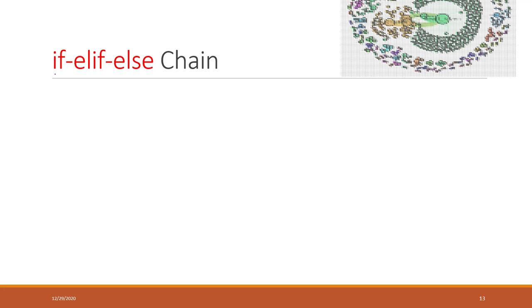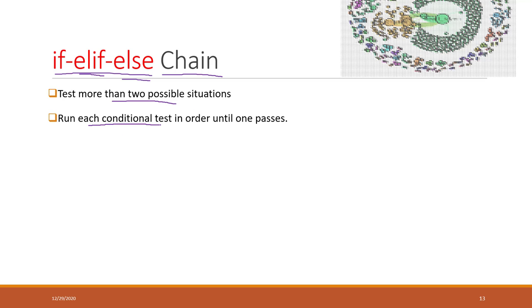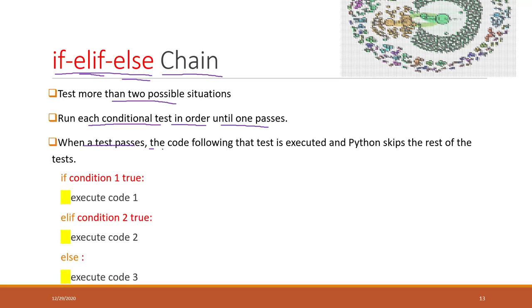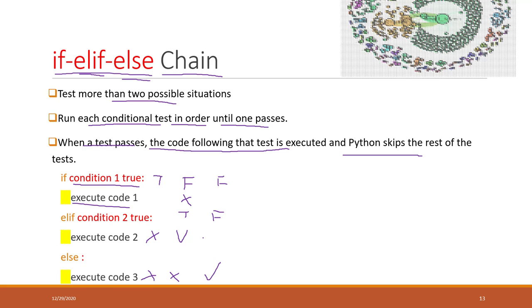Alright, finally, let's talk about the last one, which is the if, elif, else chain. That will give us more control and flexibility. It is used when there are more than two possible outcomes. We run each conditional test in order until one condition passes. When a test passes, the code following that test will be executed, and Python will ignore the rest of the tests. So if the condition is true, we execute this one and the others are ignored. If it is false, we go to the next one. If that is true, we execute it and ignore the rest. And if all of those are false, we go to the last one, which will be executed. That is the order.